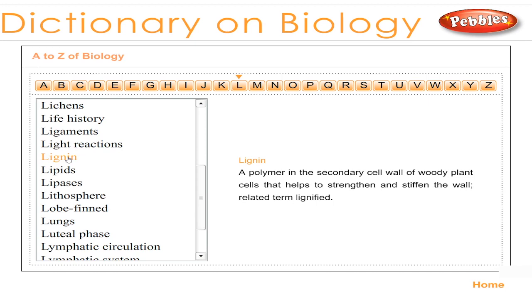Lignin, a polymer in the secondary cell wall of woody plant cells that helps to strengthen and stiffen the wall. Related term, lignified.